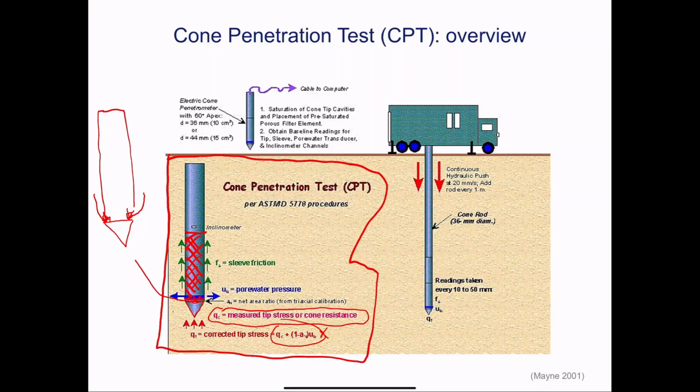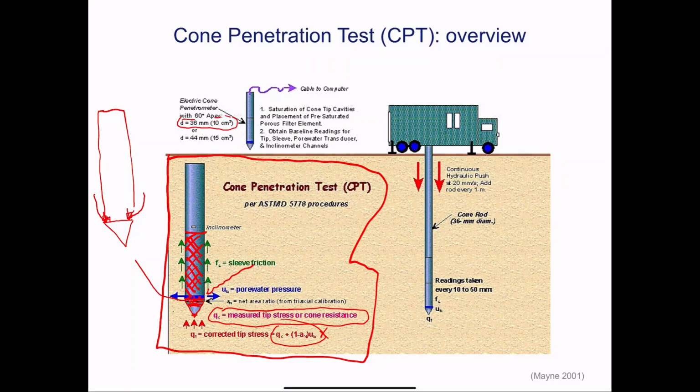But nevertheless, these cones are standardized as around 36 millimeters in diameter, and the area, if you look on it for plan view, is about 10 centimeters squared, or you can have a larger cone that's about 44 millimeters and 15 centimeters squared. The pore pressure measurement can be located at any location. Although it's shown just behind the cone here, it can also be put on the tip or just mid-cone as well. It varies on the type of cone.